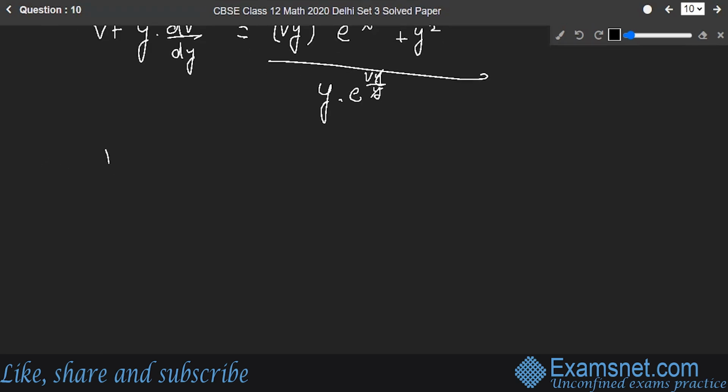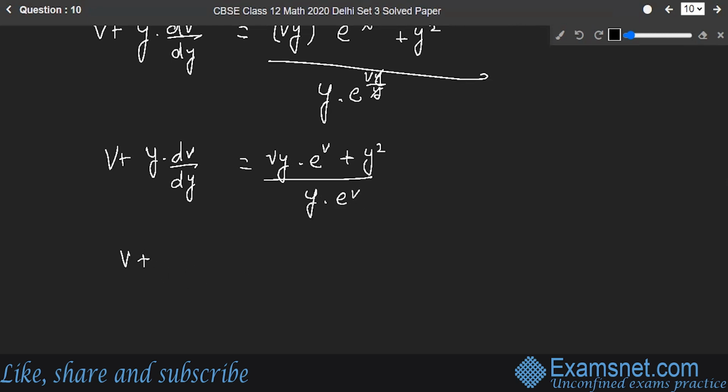You have v plus y into dv upon dy is equal to vy into e raised to power v plus y square, divided by y into e raised to power v. I'll take this y, y and y, so this one y will cancel. You will have v plus y into dv upon dy is equal to v into e raised to power v plus y, divided by e raised to power v.